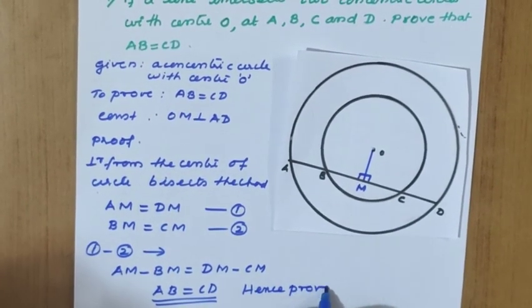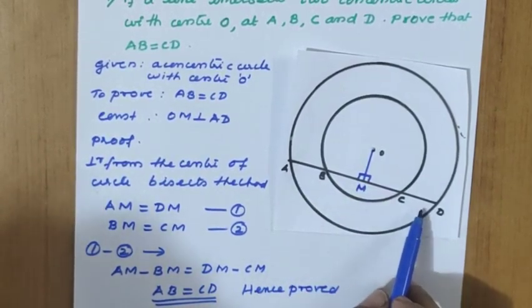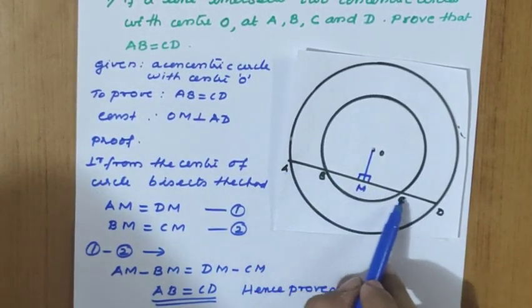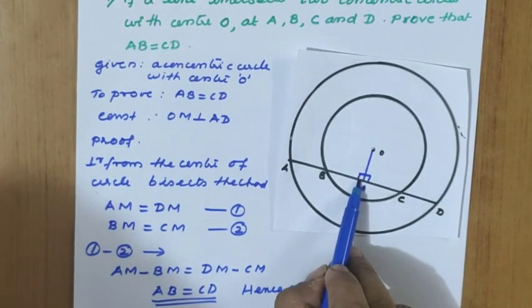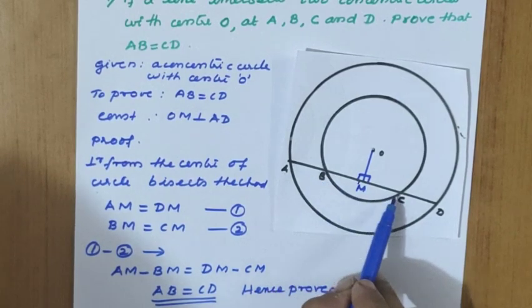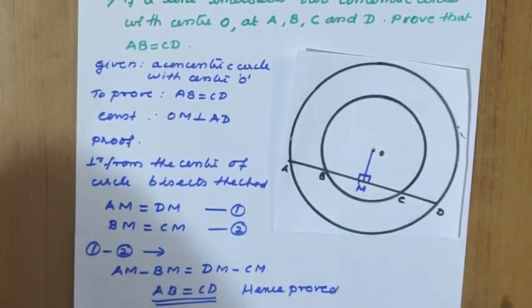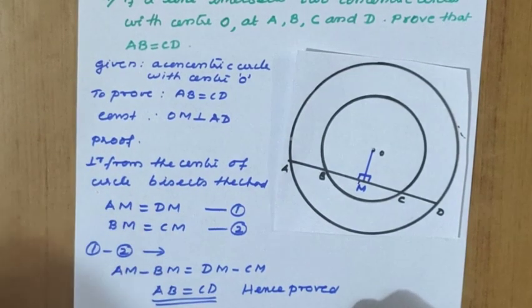Only one concept we have to remember here: the perpendicular drawn from the center bisects the chord. So first we are taking the chord AD bisected at M. So AM equal to DM. Now second, we are taking the chord BC. So BM equal to CM. Just subtracting these, we will get the result AB equal to CD.